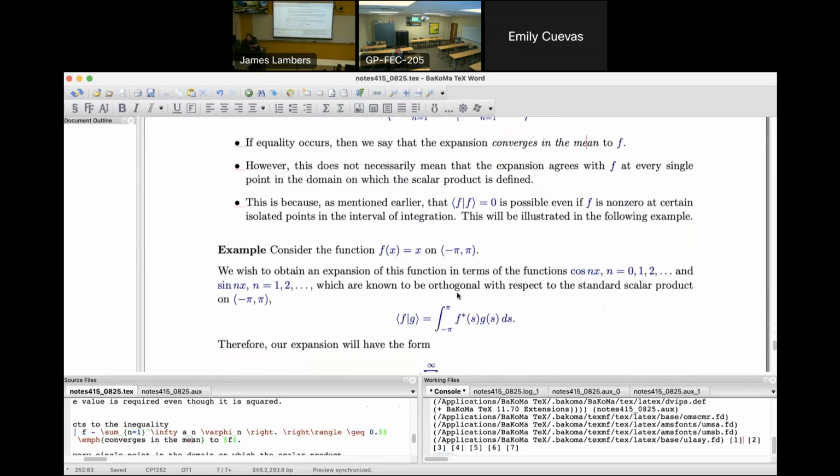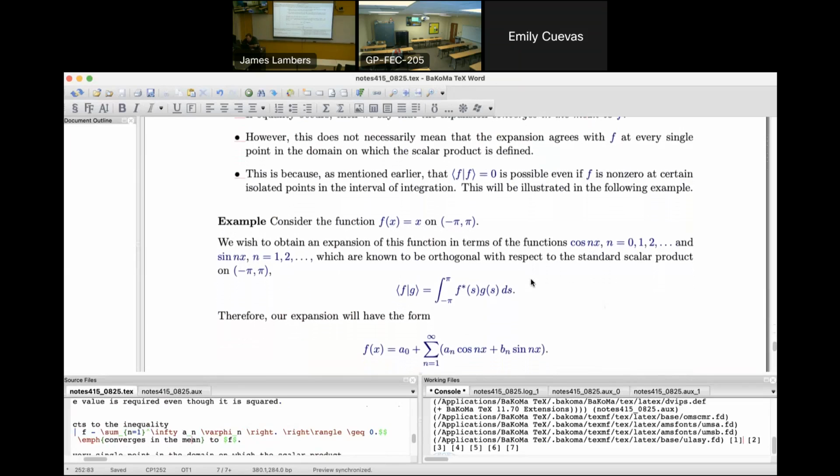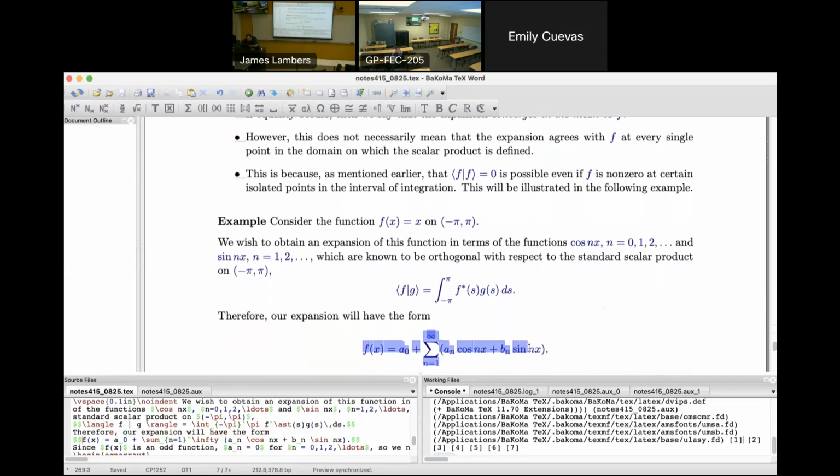Because these functions are all orthogonal to one another, I'm going to have an expansion of this form. So I have the coefficients an that go with cosines, including the case of n equals 0, because cosine of 0 is 1. And then also the coefficients bn corresponding to the sines for n equal 1, 2, 3, and so on.